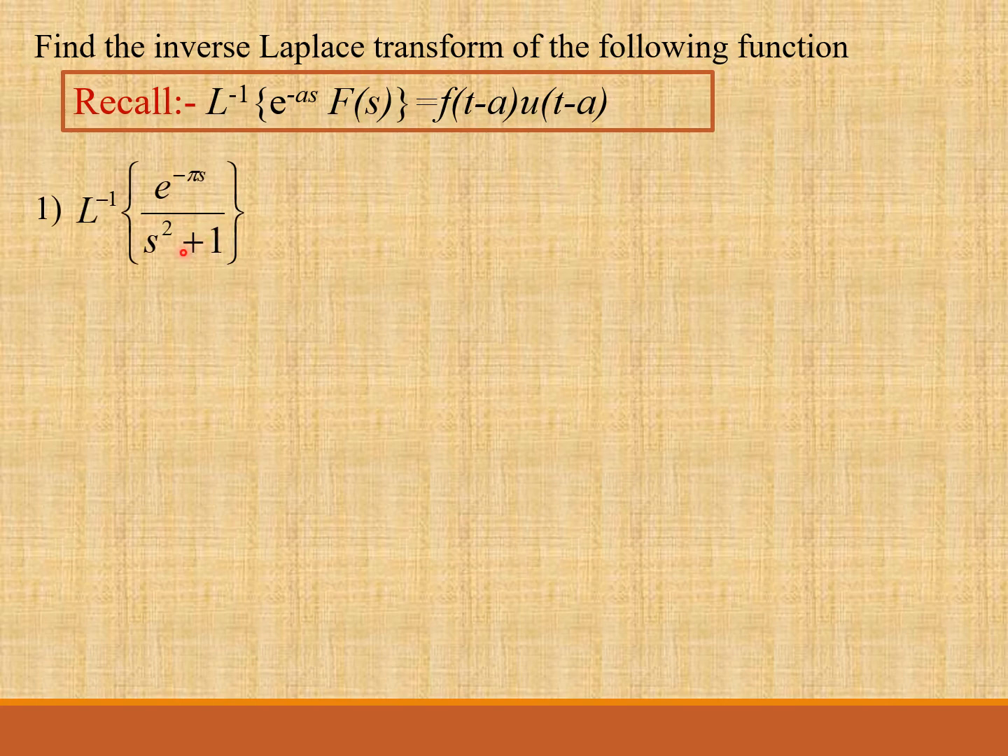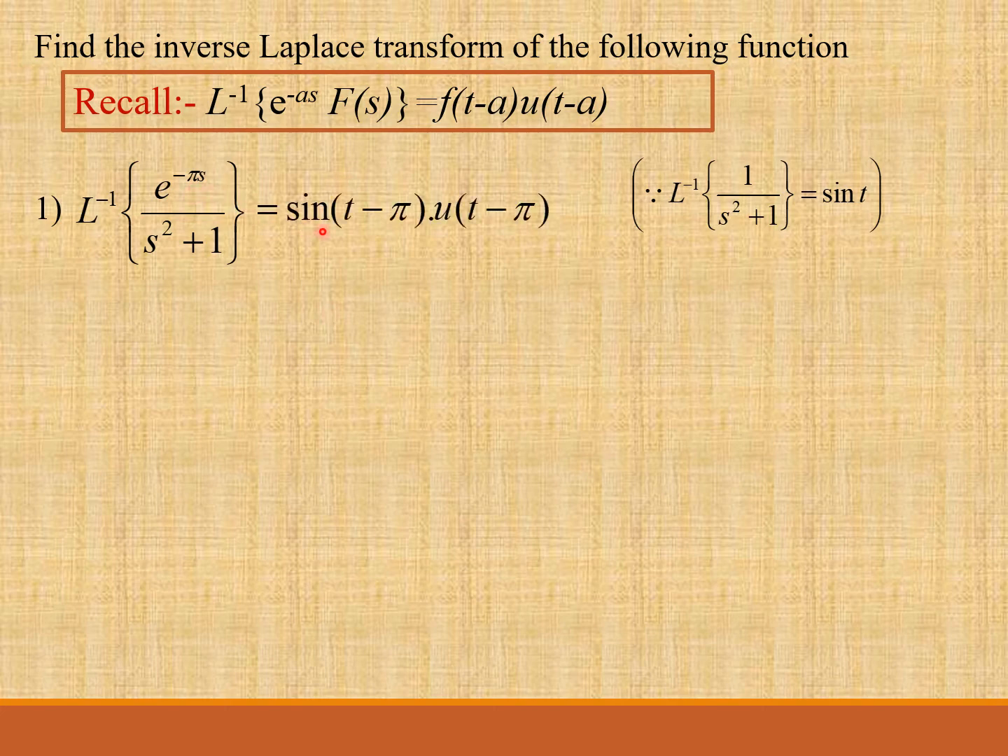So here we have the first example, Laplace inverse of e raised to power minus pi s upon s square plus 1. For e raised to power minus pi s, we have the displaced unit step function as u of t minus pi, and here f of s is 1 upon s square plus 1. So Laplace inverse of 1 upon s square plus 1 is sin t, and we need to shift the function by t minus pi, because here a is pi. So the final answer is sin of t minus pi into u of t minus pi. Here a is pi.